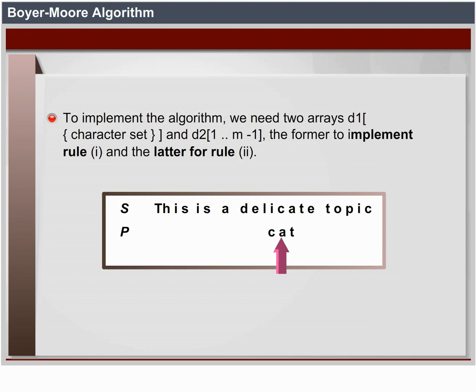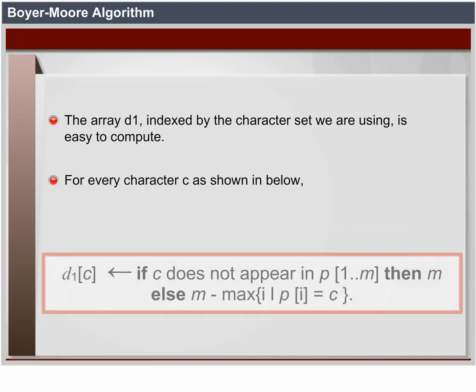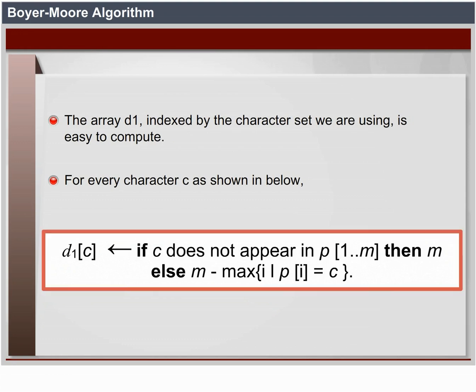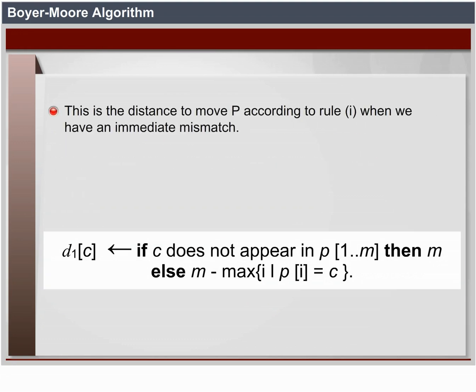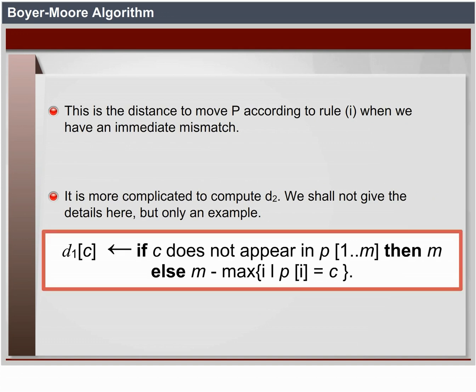To implement the algorithm, we need 2 arrays, D1 of the character set and D2 of 1 to m minus 1, the former to implement rule 1 and the latter for rule 2. The array D1 indexed by the character set we are using is easy to compute, for every character c as shown below. This is the distance to move P according to rule 1 when we have an immediate mismatch. It is more complicated to compute D2. We shall not give the details here, but only an example.